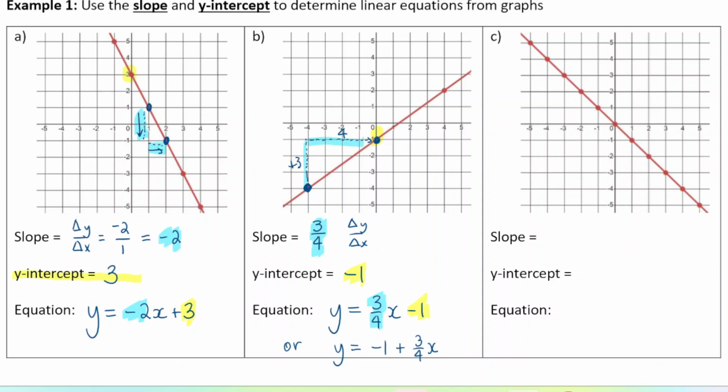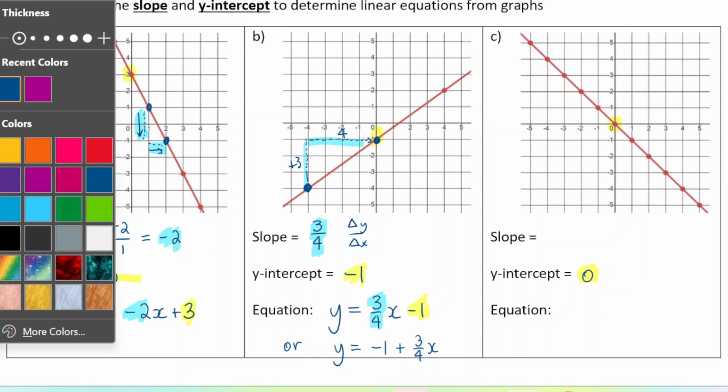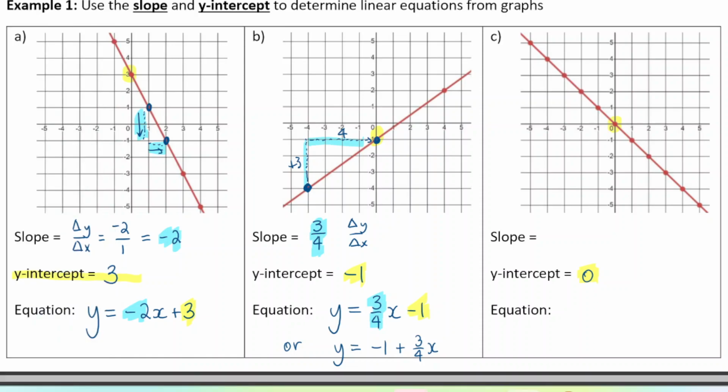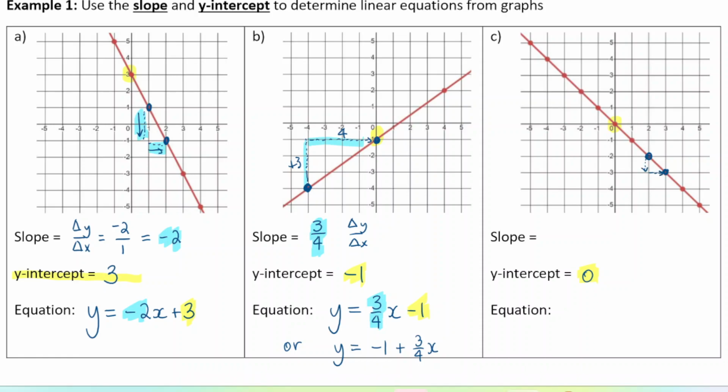Okay, last but not least, you could pause the video here and try this one on your own if you want, or do it with me. Here the y-intercept is going to be 0, and then the slope, we're counting down this time, so it's going to be negative. I'm going to pick any 2 points. I'm going to pick this point and this point, and I count 1 down and 1 to the right to get to the next point. So it's going to be -1 over 1, which just simplifies to -1. So my equation is going to be y equals -1x plus 0.